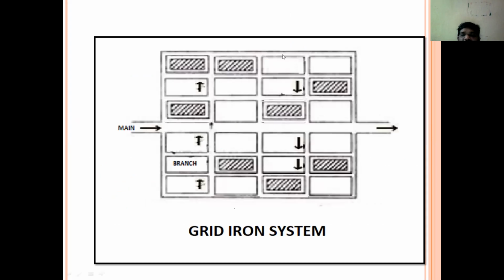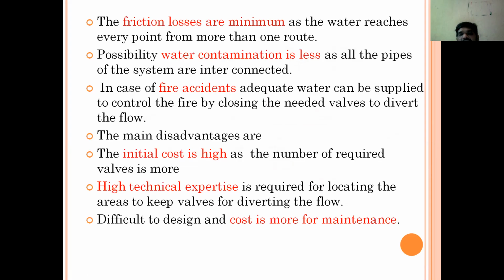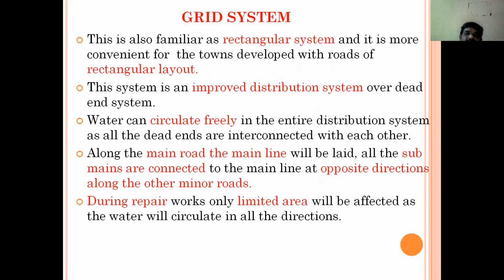Here the major pipeline will be laid along the major road or main road, and the branch lines will be connected to the main pipelines. Water will circulate as all the branch lines are connected to each other. So there is reduced bacterial contamination. We may not observe bacterial contamination even as all the sub canals or branch lines are connected to each other. That's what I mentioned here.